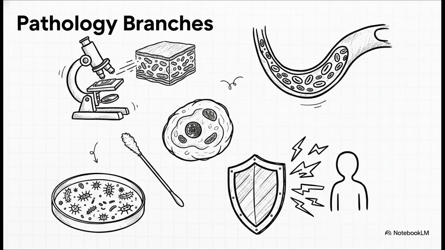Hematology handles diseases of the blood, like leukemias. Microbiology hunts down the exact disease-causing microorganisms, bacteria, viruses, fungi, the whole shebang. And immunology focuses on abnormalities in the body's defense system itself, like autoimmune disorders. The investigation has gotten so incredibly specialized just to make sure we catch any possible culprit.